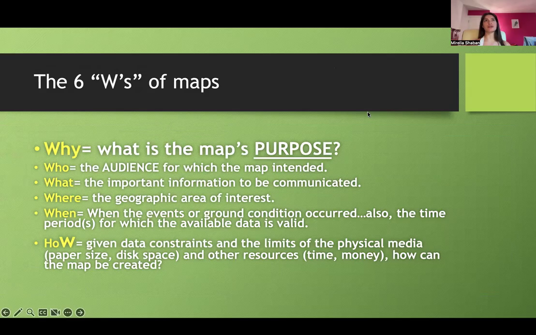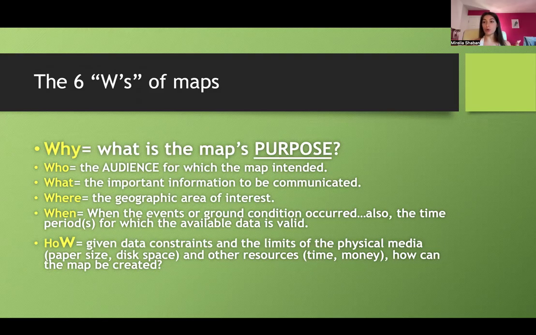There is something that John Porter, who typically teaches this course at UVA, likes to call the 6 W's of maps. Don't get mad at me for the last one because it doesn't start with W. The first W is why. So what is the purpose of this map? Why are you making this map in the first place? Then we ask who. So who is the audience that the map is intended for? Then what is the important information that we're trying to communicate? Where is the geographic area of interest that we're trying to show for our why, who, and what? And then when. So when the events or the ground condition occurred, also the time periods for which that data is available. The last one we have is how.